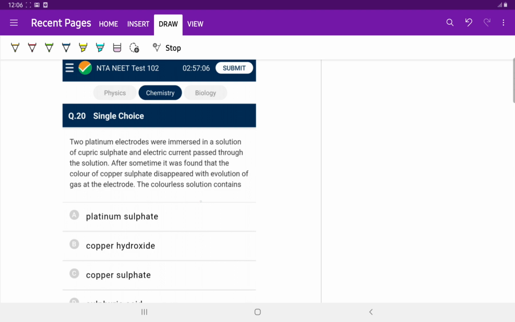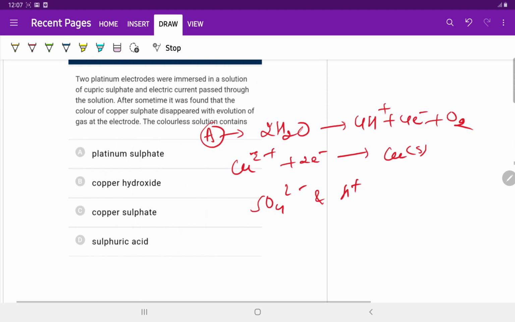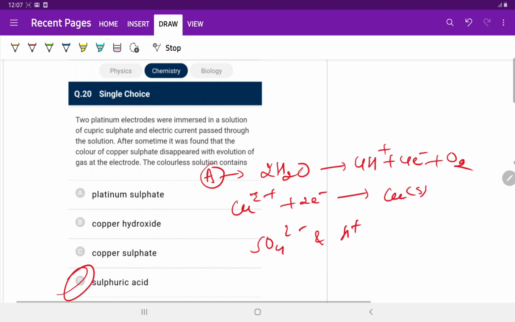The reaction which takes place at the anode is 2 moles of H2O gives 4 moles of H plus, 4 electrons, plus O2. These electrons are accepted by the Cu2 plus ion, and due to the disappearance of the Cu2 plus ion, the color of copper 2 plus disappears. The solution is left with sulfate ion and H plus. In solution there is only sulfate ion and H plus, so H2SO4, sulfuric acid, will form.